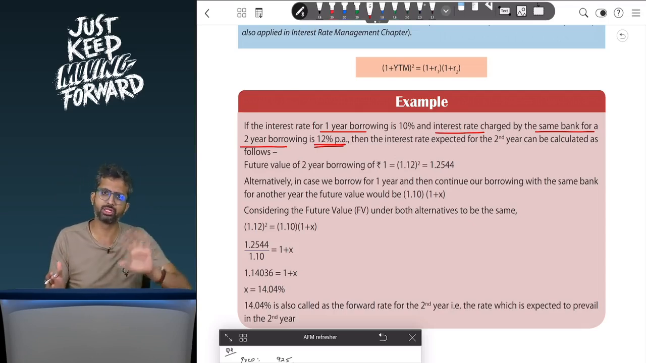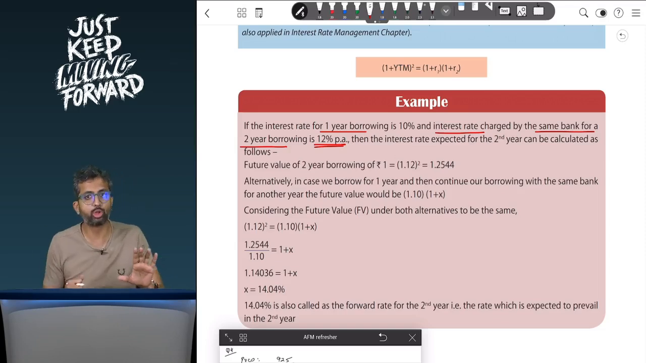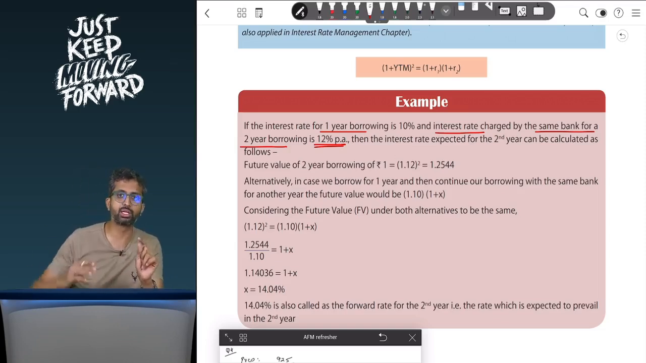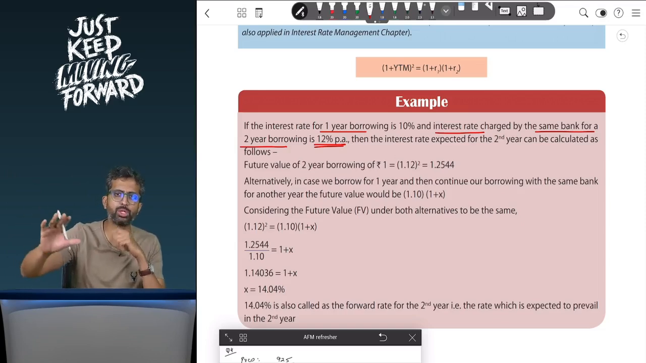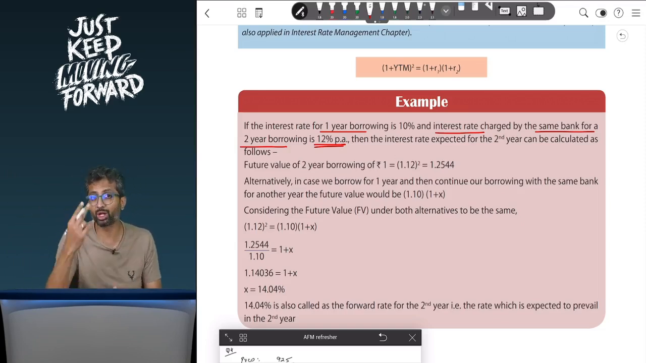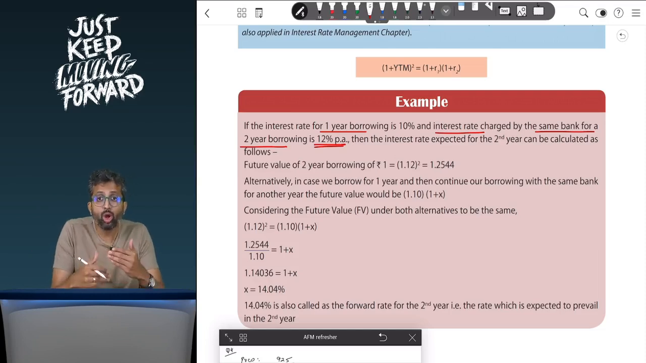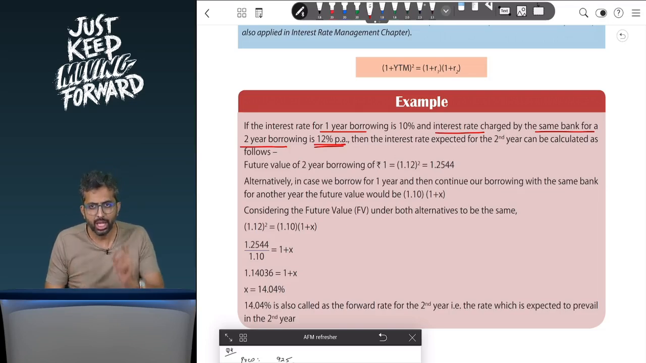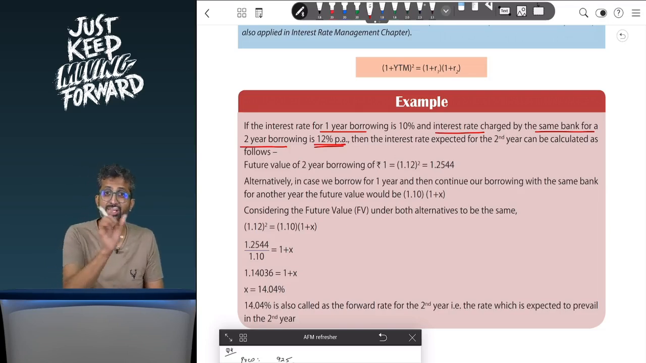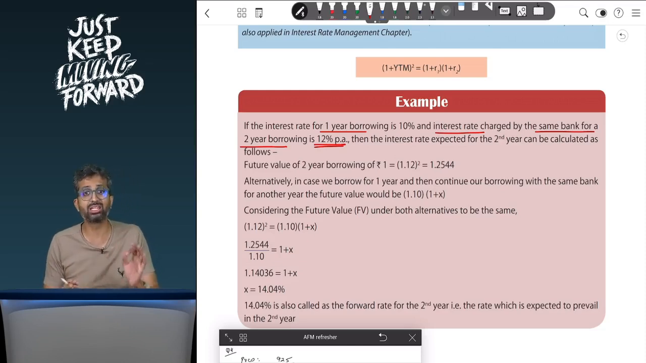12% is per annum, which means in the first year also you will pay 12. In the second year also you will pay 12. No sir, but actually in the first year, if I take a first year borrowing, it would be only 10%. But if you take a 2 year borrowing, on an average, they are going to charge 12% from year 1 and 12% from year 2 as well. So what is implied, hidden in this rate is the rate that the bank expects in the second year. Remember, 12% is the average rate for both the years. What is the rate that the bank expects in the second year is what we need to find out. These are called forward rates.